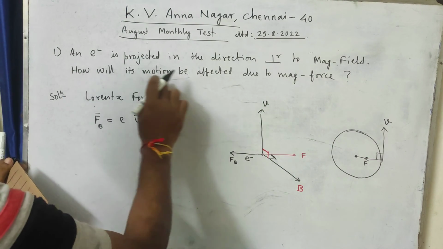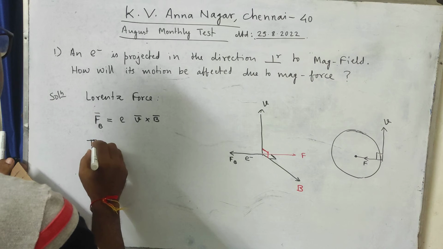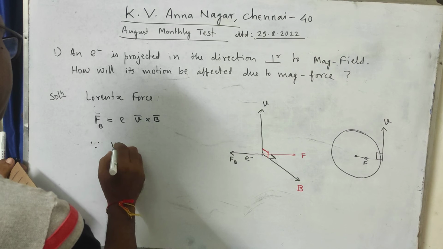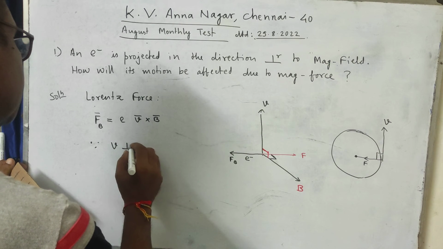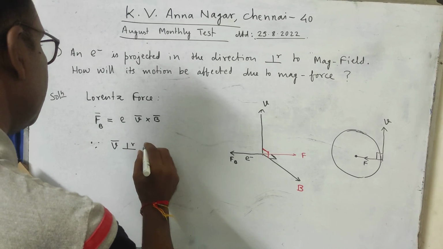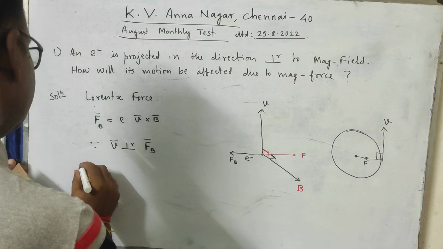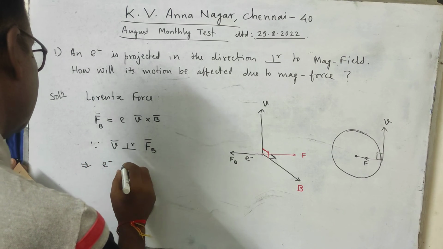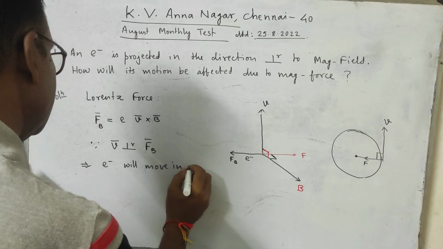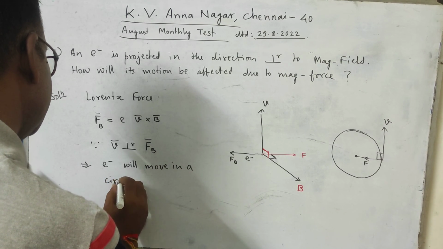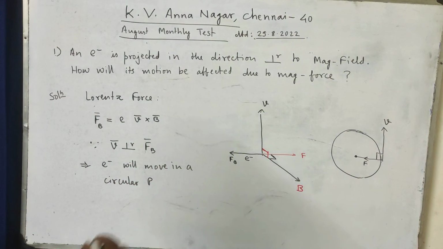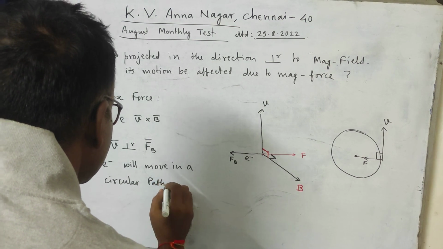So how will the electron's motion be affected? Better I will write the reason. Since V is perpendicular to FB, the force, this implies the electron will move in a circular path, right? So that is the answer. Hope you have understood it. Okay, thank you.